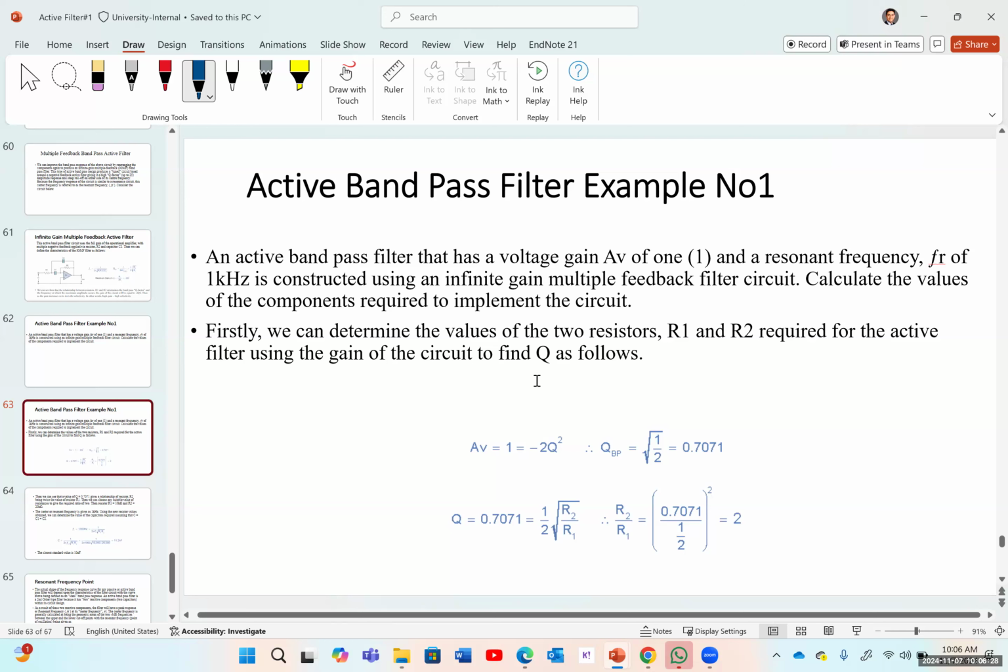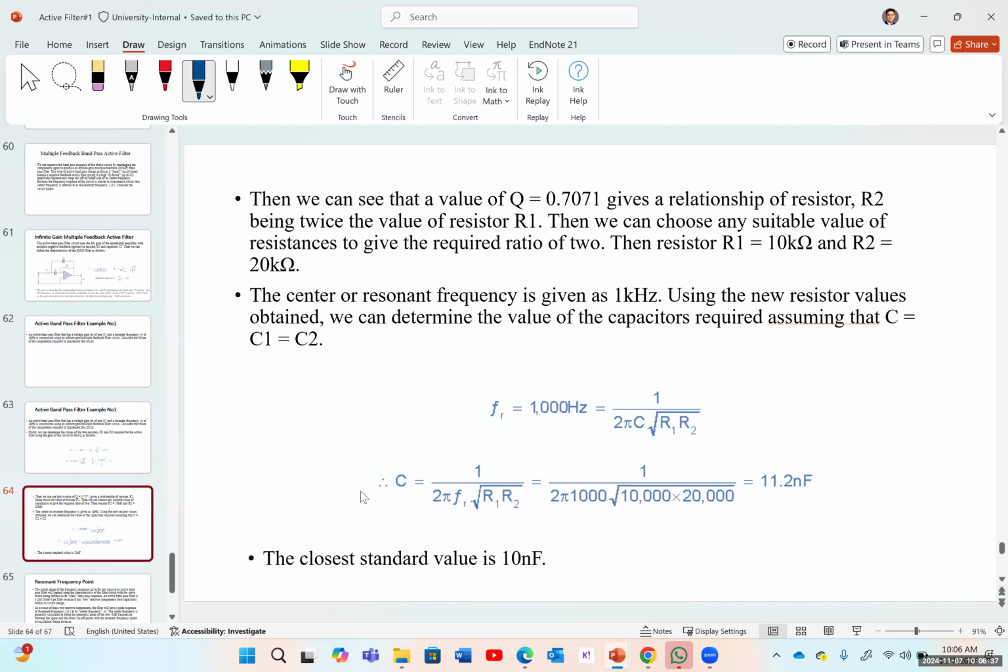And that's going to be R2 over R1, which is going to be 0.707 over half to the power of 2. Therefore, Q is going to be equal to 2. Now, we can see the value of Q is 0.707 gives a relationship of resistors R2 being twice the value of R1. Therefore, we could put R1 as 1K, R2 as 2K, or R1 as 10, and R2 as 20, or R1 as 100, R2 as 200, depends on what we want to pick.